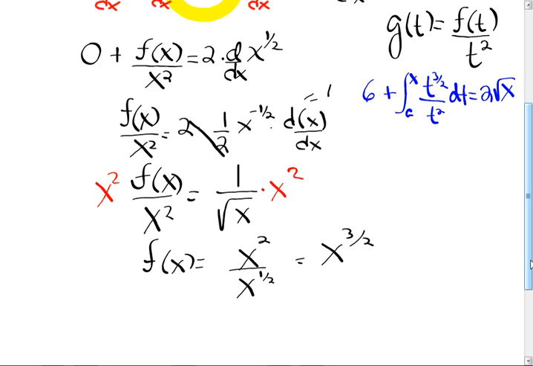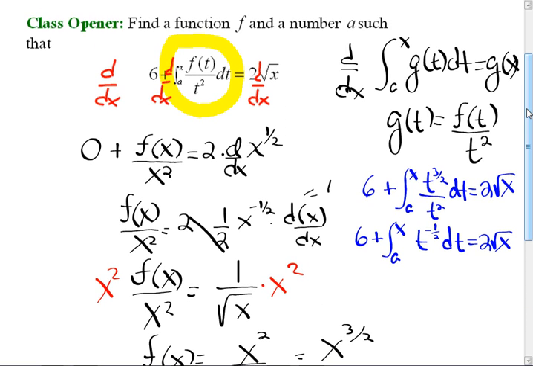Okay, so it's 6 plus the integral from a to x, that's 4 halves. So 3 halves minus 4 halves is t to the what? Negative 1 half equals 2 square root of x. Right? Because f of x is x to the 3 halves. So I substituted it back into this strange-looking equation and put, instead of x, because these are t's, t to the 3 halves.